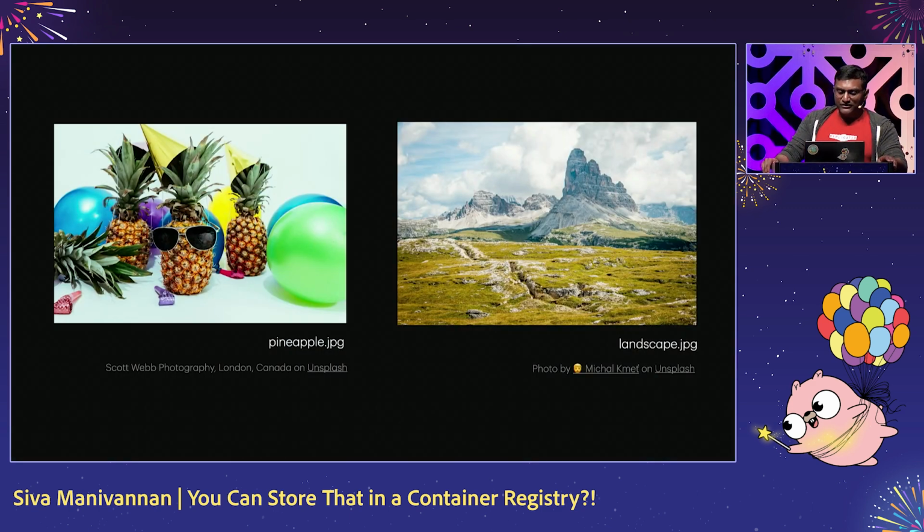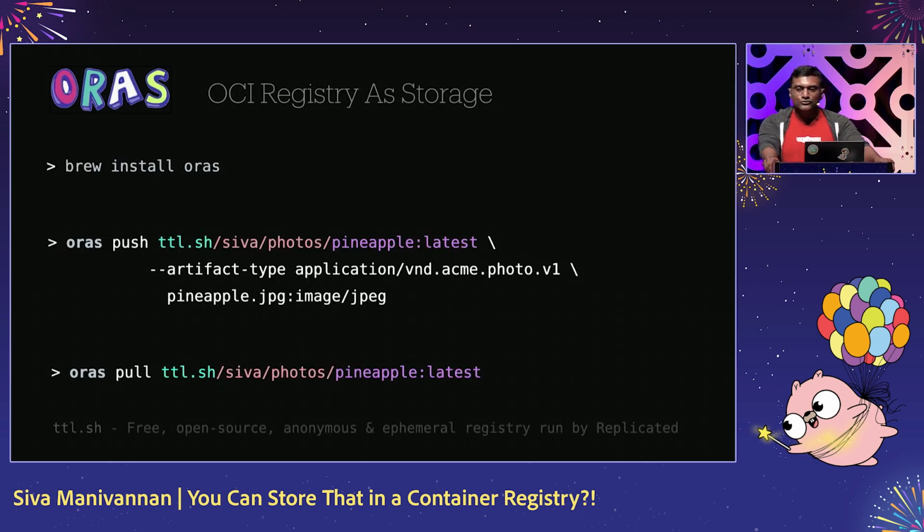Okay, so what can we store? Let's store some images. Here are two images in a container registry. We've got a pineapple and a landscape. How do we do it? There's a tool called ORAS. You can download it. It's been facilitating the storage of non-container images for quite some time. There's a command called oras push, where we give it a fully qualified destination, as well as an artifact type, in this case a photo, and a MIME type. We're storing a pineapple. And then we do an oras pull and we get the image back.